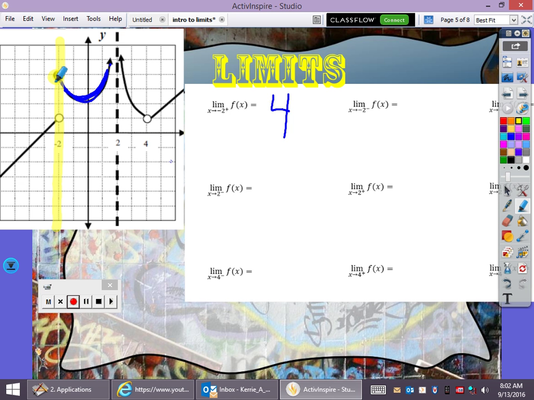Okay? Now I'm going to go to -2 from the left-hand side. -2 from the left-hand side. So that's this side. What is the y value? 1.